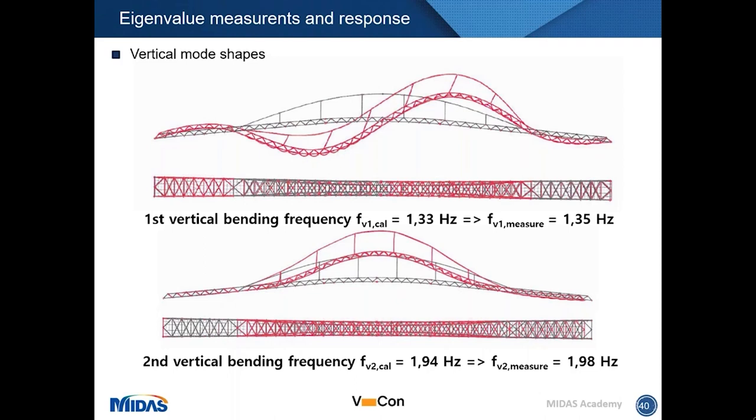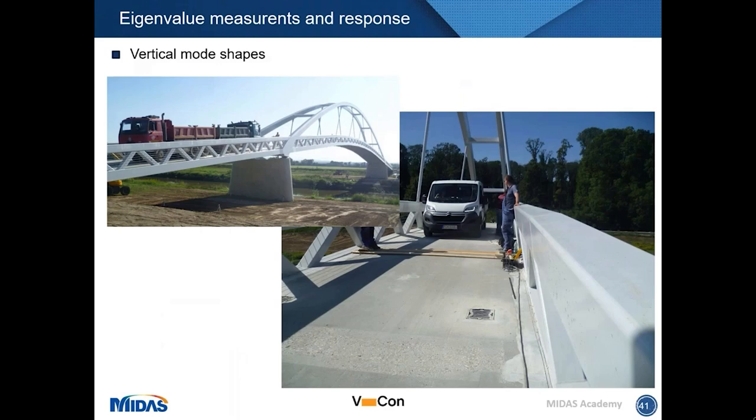We also performed on-site tests, measurements of the real structure frequencies. And we were quite close with the measured values to the calculated ones. So we measured 1.35 Hz for the first bending frequency, and for the second vertical frequency we measured 1.98, which was also close to the calculated frequency 1.94. Here are a few photos from the performed measurements.